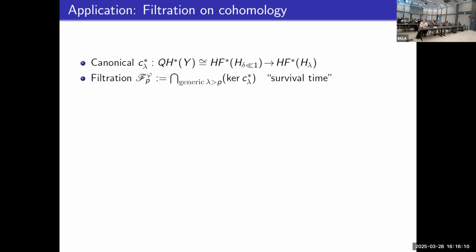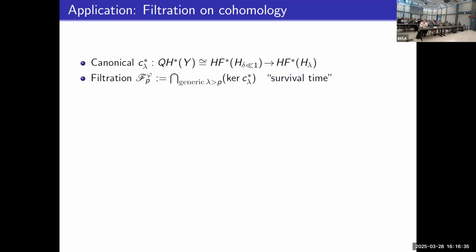How do you filter quantum cohomology? So it's like the survival time of your class. And I just put this up as generic because you need this lambda to be irrational. So if lambda is 2 or something, everything's a periodic solution, so your homology is not well defined. So you want these lambdas to be generic, and then that's how you define the filtration.